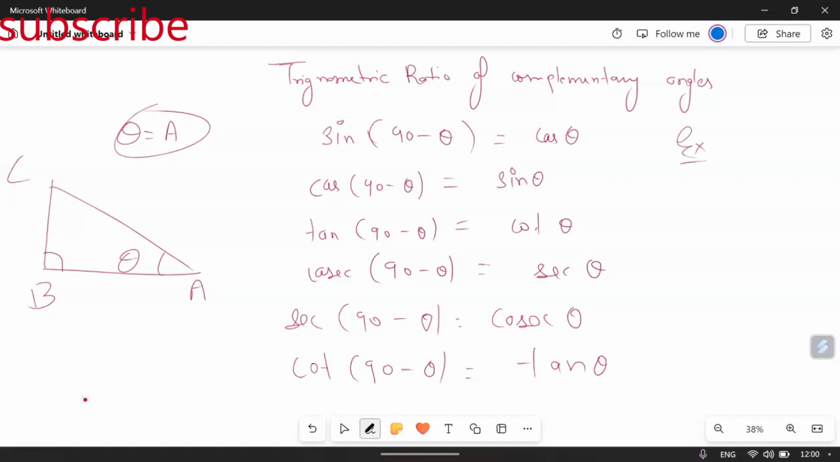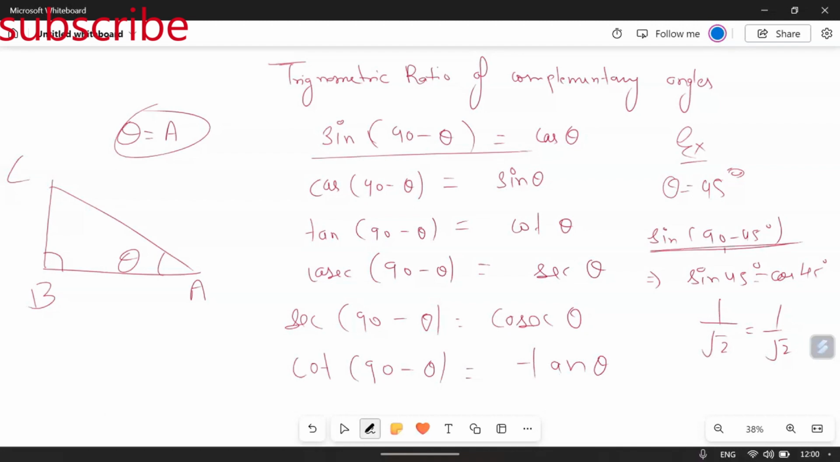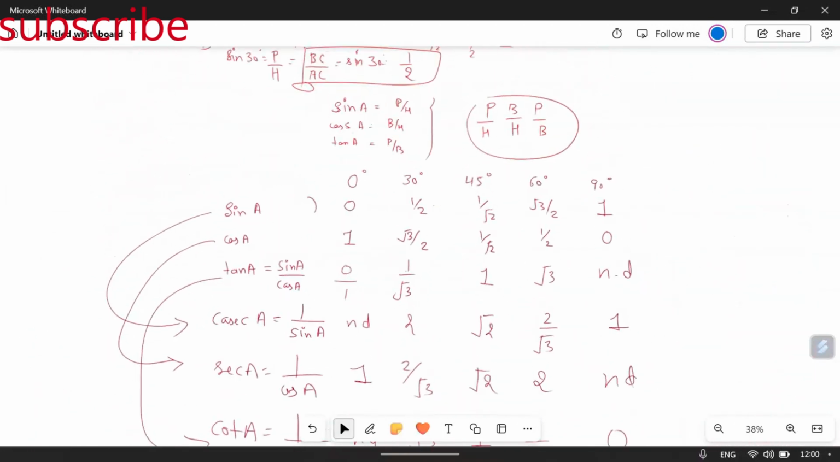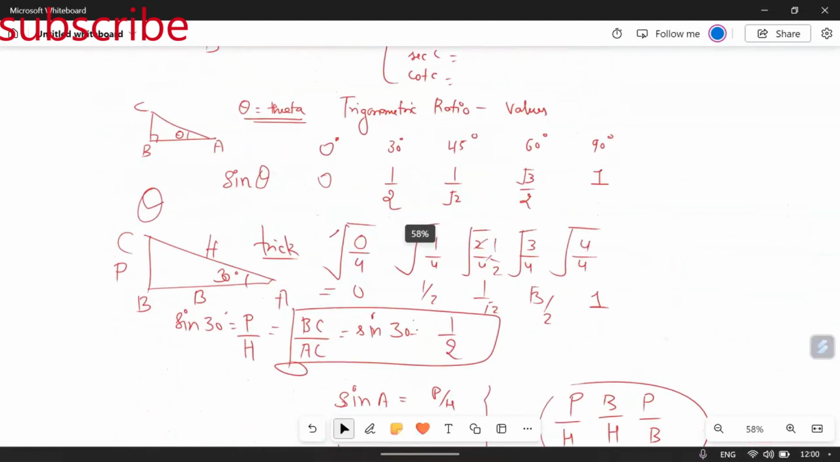Suppose I have given theta equal to 45 degree and A is equal to 45 degree, so I need to find out sine 90 minus 45, which will be sine 45, and that identity with respect to this first identity I can say it must be equal to cos theta. So here theta is 45, so cos theta, yeah, it is true because both are 1 by root 2. So we have to use this property and we can easily figure it out. Okay, so these are all identities. You have to remember these ratios, and that's all for this.